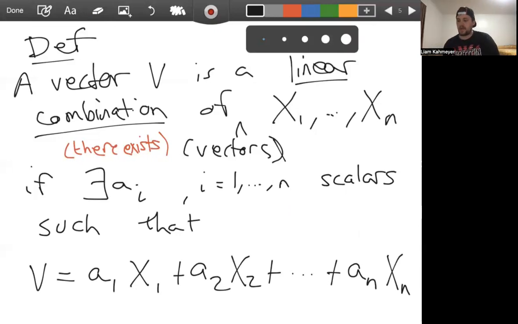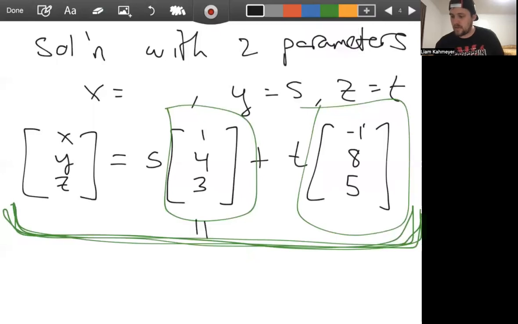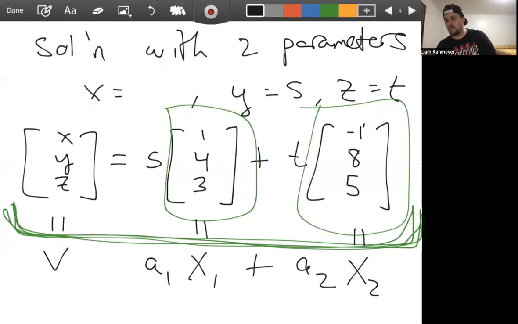And so we're saying there exist scalars, these A1, A2, all the way up to An, such that V can be expressed as a linear combination of A1 times X1 plus A2 times X2. And that's exactly what we are looking at here: we're writing this as a linear combination of vectors. Like this x, y, z would be our V, 1, 3, 4 would be our capital X1, this would be our X2, and then our A1 would be the parameter s, and in this case, our A2 would be the parameter t, right? So just to see what a linear combination looks like.